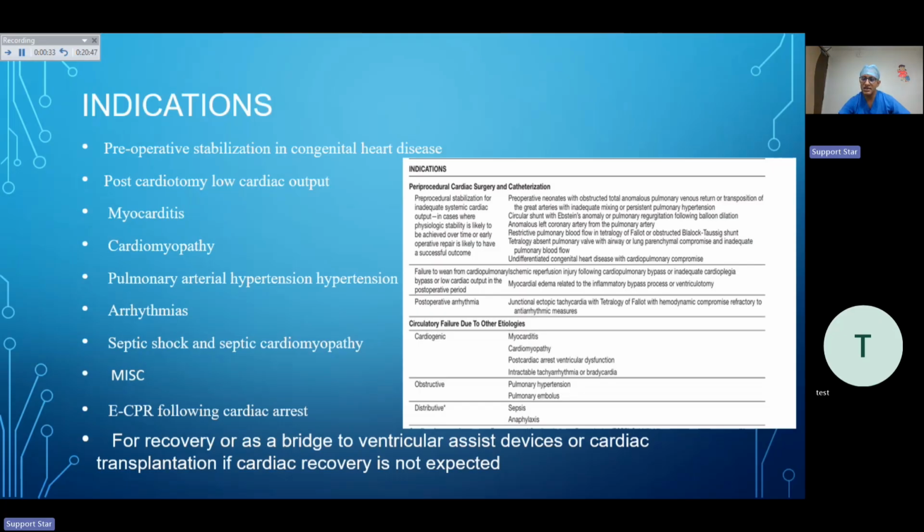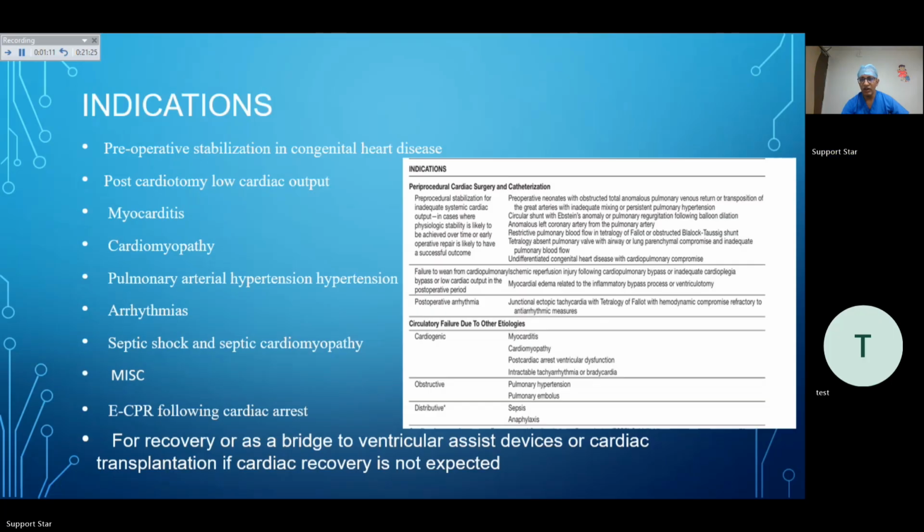Okay. In all these cases, as you can see in the table, there are a lot of congenital anomalies where there is restricted, impaired pulmonary flow, impaired systemic flow through various lesions, or there is myocardial edema related to the surgery leading to low cardiac output, or junctional ectopic tachycardia and tetralogy of Fallot not responding to all the medical management measures. So you don't want the patient to die, so you will just put on ECMO, let it stabilize, control all the inflammatory edema, arrhythmias, whatever is there, and then come out of ECMO after a few days.